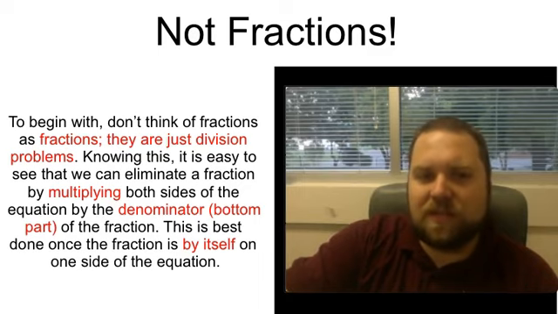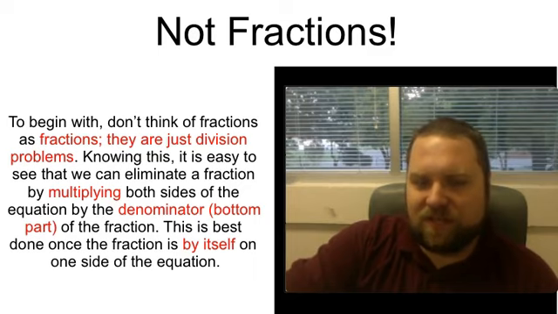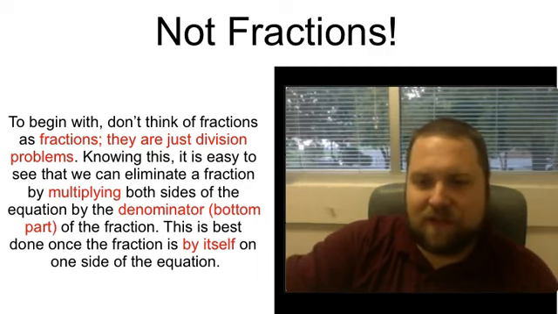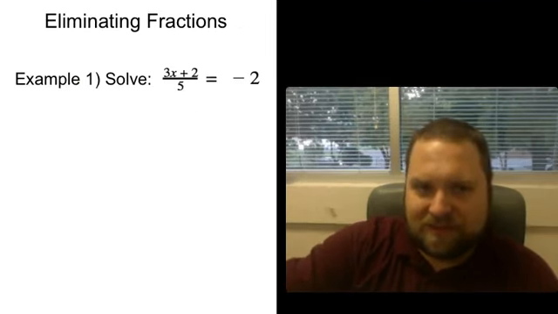So what we do is we multiply both sides of our equation when it has a fraction by the denominator, the bottom part of the fraction. And our best bet is to do this once the fraction is by itself on one side of the equation. So again, all we're going to do is multiply both sides by what's on bottom of the fraction. So let's take a look-see.